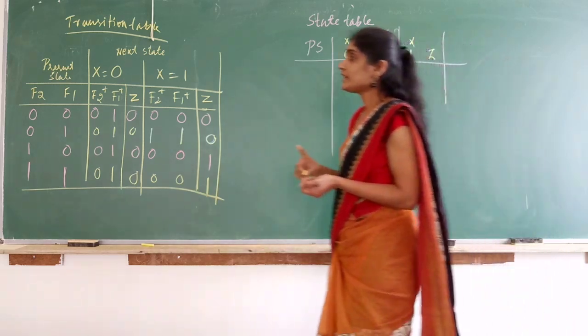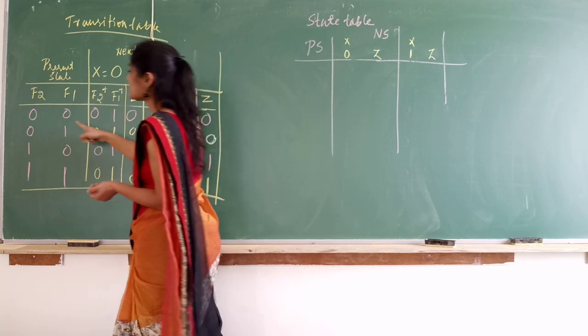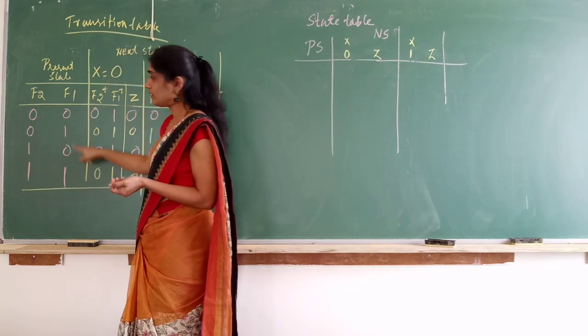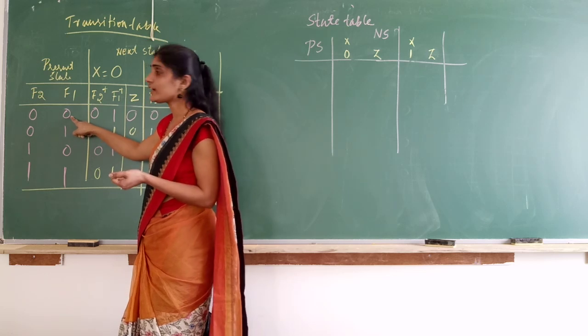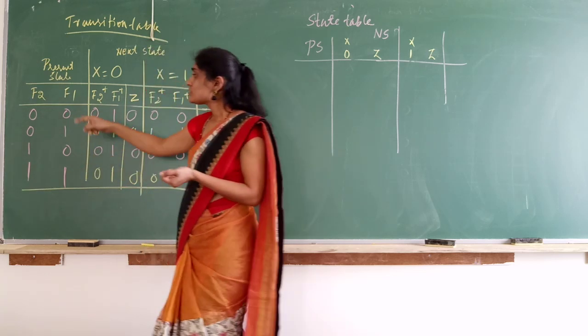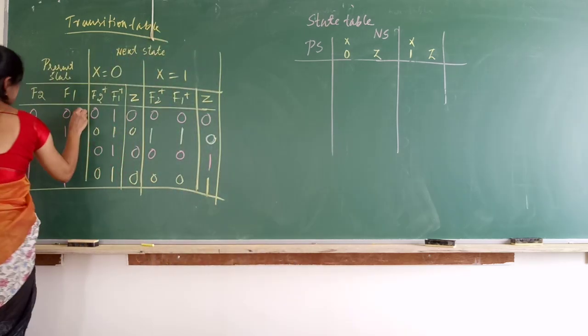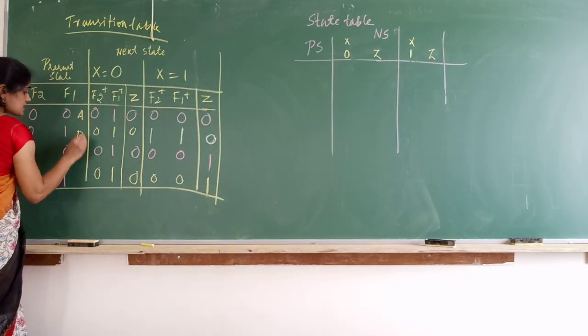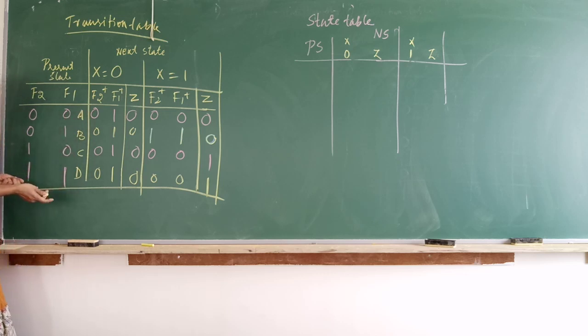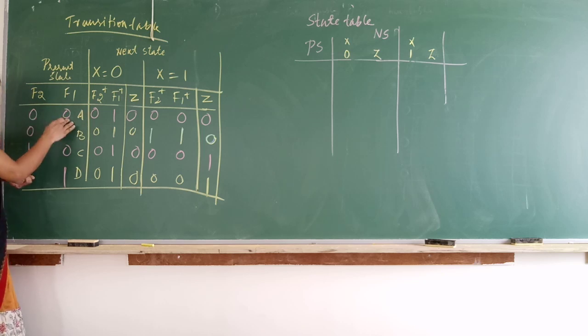So now what did I tell? How is a state table different from a transition table? In the transition table, each state is represented by variables. In the state table we are going to give a name for each state. So let me call this state A, state B, state C, state D. You can call it S1, S2, S3, S4, or W, X, Y, Z. We are just assigning a name for each state using a symbol or a name.